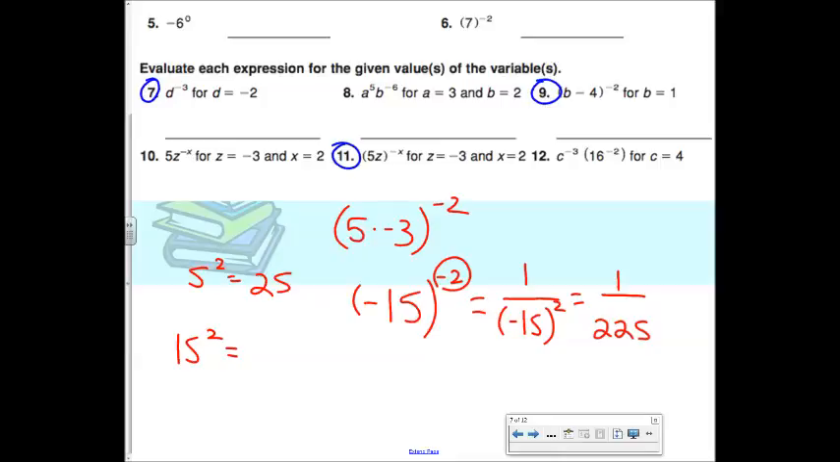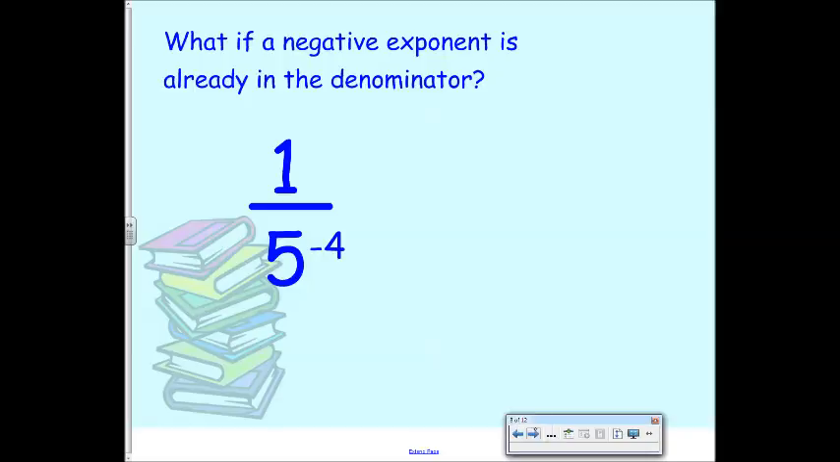What happens if the negative exponent is already in the denominator? We did this. We did 5 to the negative 4th, and it became 1 over 5 to the 4th. So what do you think we do if it's already negative in the denominator? Diego? Flip it. So if it's negative in the denominator, to get rid of that negative, where do you have to put it? In the numerator. So you literally just flip it to the other side.